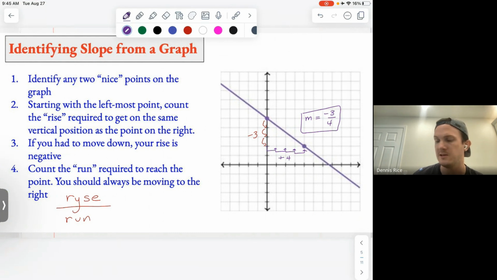Questions with calculating slope from a line, from a graph? We're good? Okay.